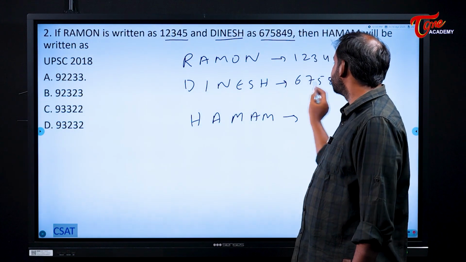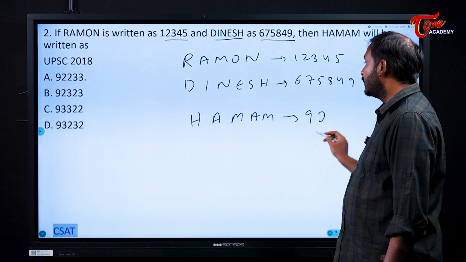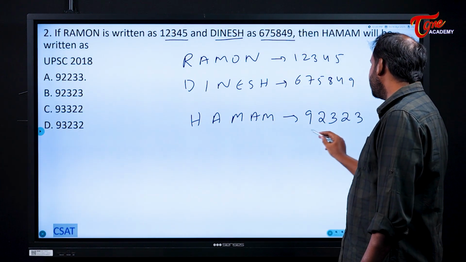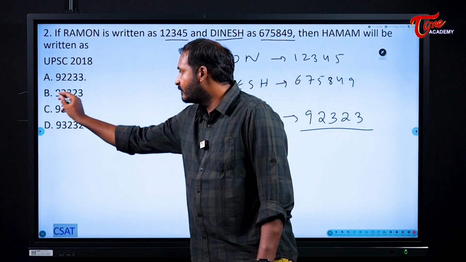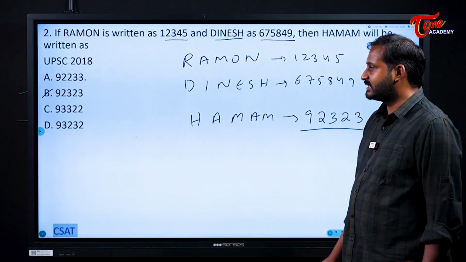How is H coded in this case? 9. A is coded as what? 2. M is coded as what? 3. Next 2, next 3. 9, 2, 3, 2, 3. What will be our answer? Option B. 9, 2, 3, 2, 3 will be our answer here.